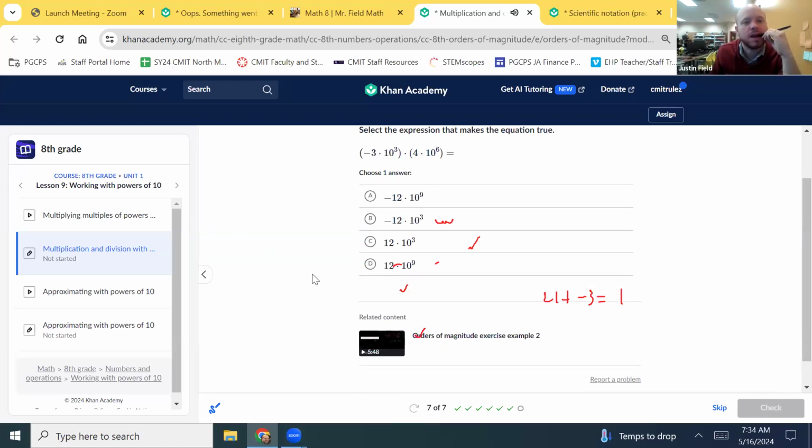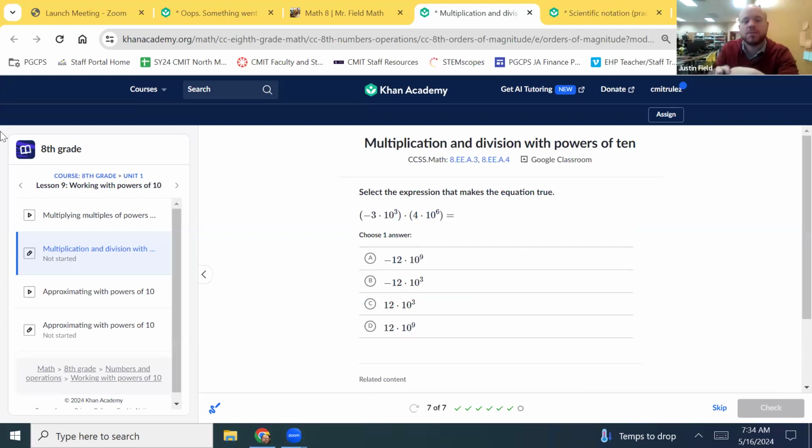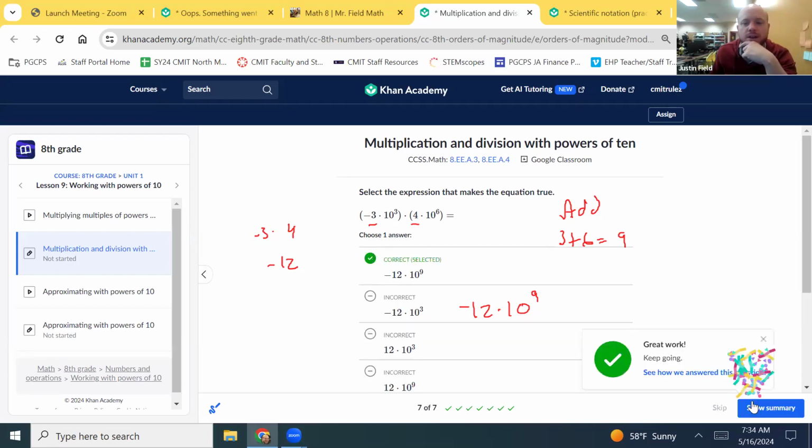A lot of questions here. All right, so we're going to multiply. So we're going to add the exponents. So 3 plus 6 is 9. And then over here, we're going to multiply the numbers, which is negative 12, and put it all together for my final answer, negative 12 times 10 to the 9th. And that's A.